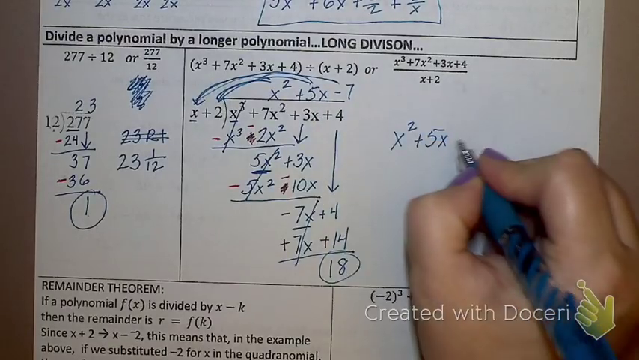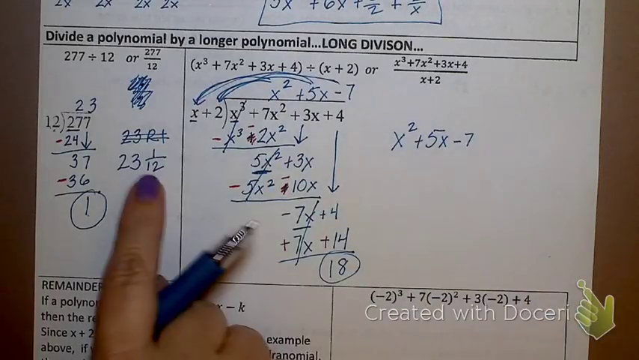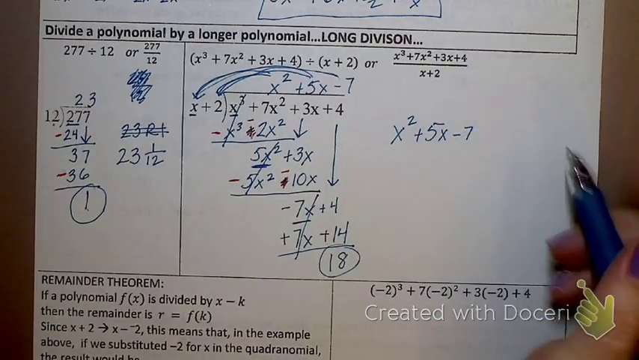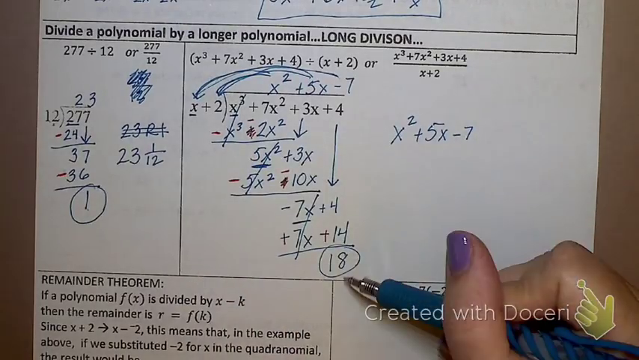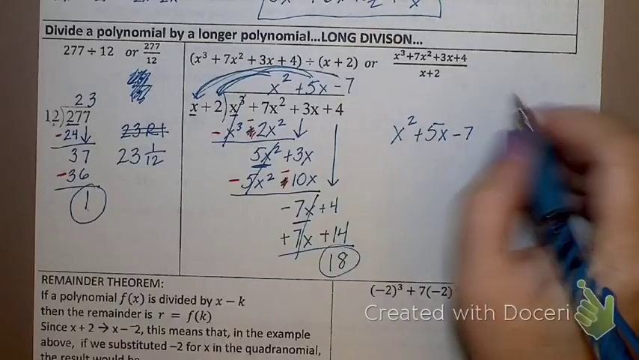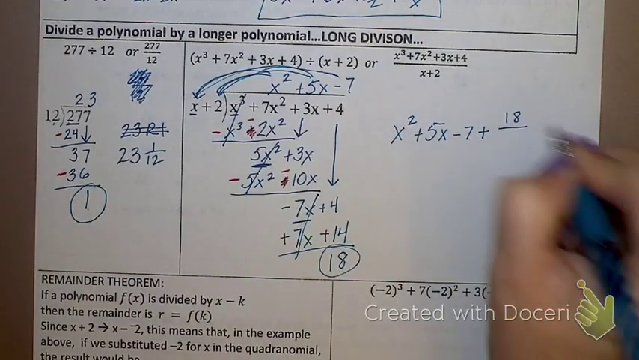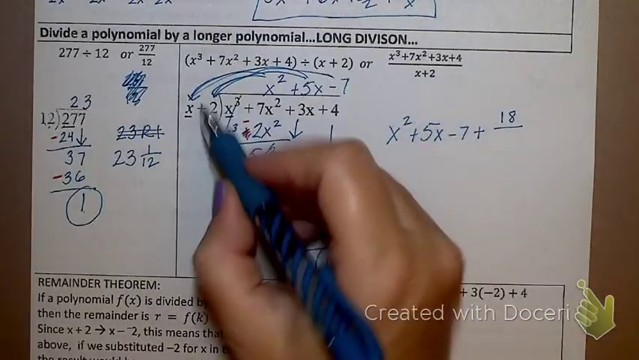minus 7. And then over here you could just write the remainder right next to the number, but in a polynomial we need to separate it by a plus or a minus sign. Since this is a positive 18, I'm going to put plus, and what is 18 going to go over? What could it not divide by? X plus 2.